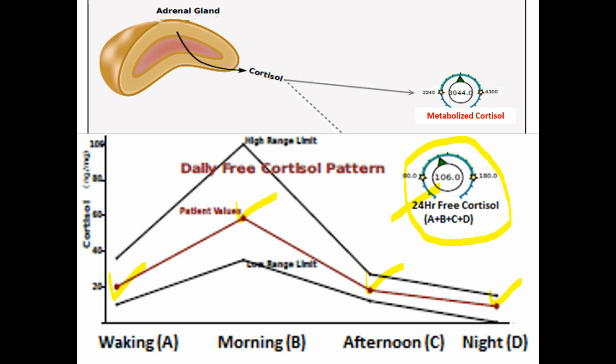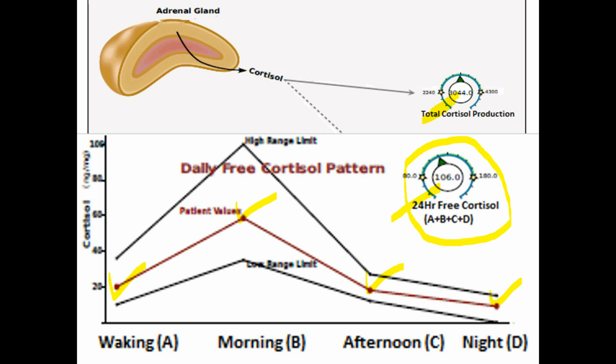Then the other value that we want to look closely at is the metabolized cortisol. The free cortisol is very important, but it's only about 1% of the total cortisol that's produced. So to look at the actual total cortisol production, that's what the metabolized cortisol is, the total glandular output of cortisol. And again, in this particular case, very, very low values.